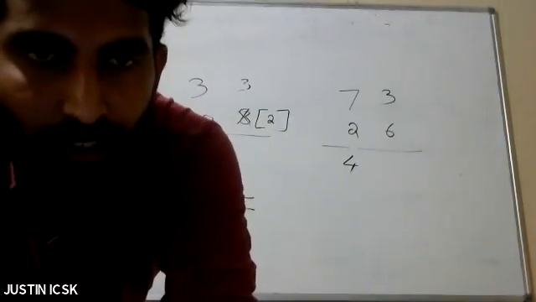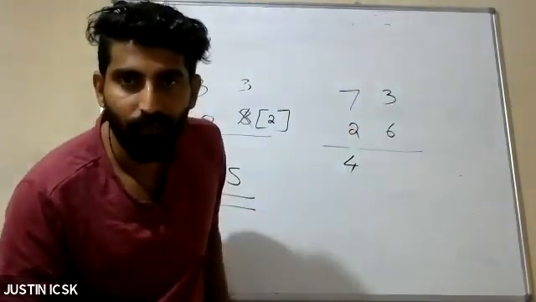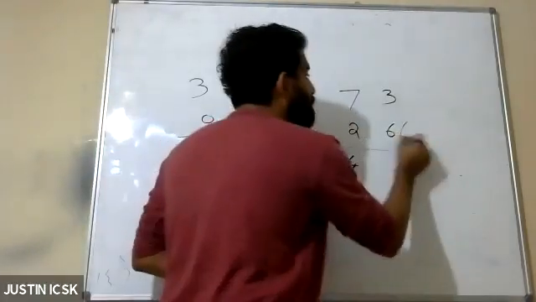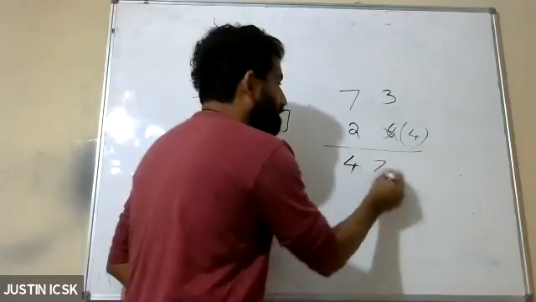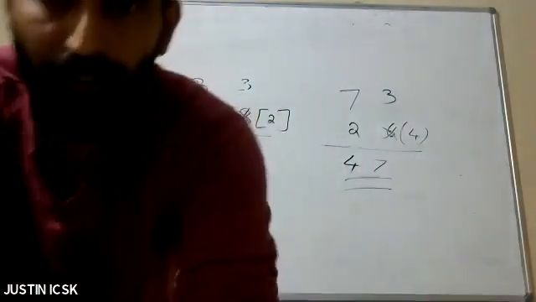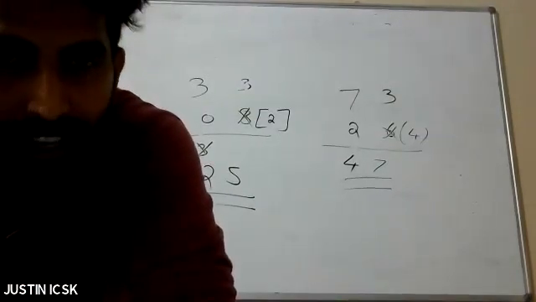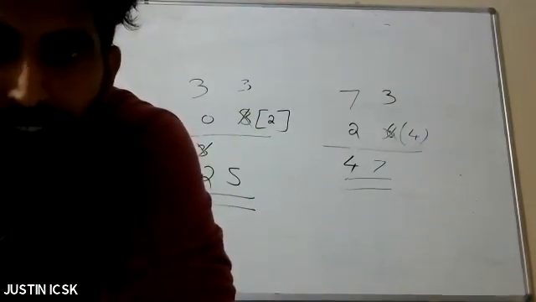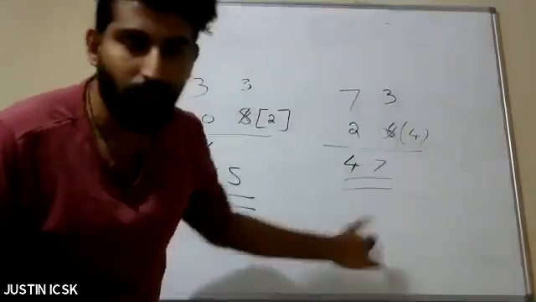What is the reason you are writing 4? Because next is indirect. Now complement is 4. 3 plus 4, 7. So we are not carrying anything. There is no carrying. Just write the complement and we are adding.